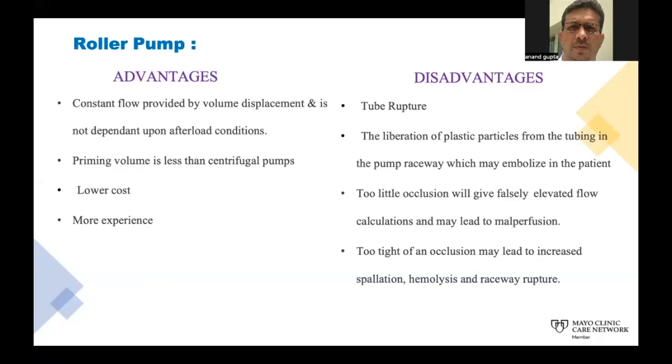What are the disadvantages? More important is tube rupture, because it is occlusive. Sometimes the tube may rupture if the clamp is on. There is liberation of plastic particles from the tubing in the pump raceway, which may embolize in the patient. Too little occlusion will give a falsely elevated flow calculation and may lead to malperfusion. Too tight an occlusion may lead to increased aspiration, hemolysis, and raceway rupture.